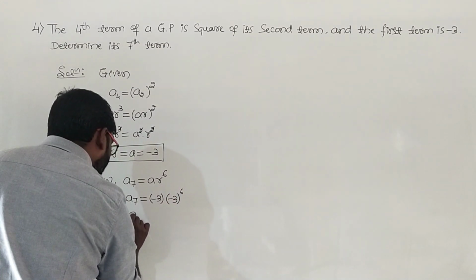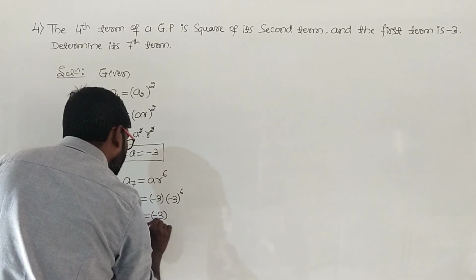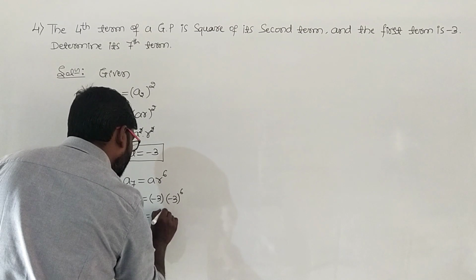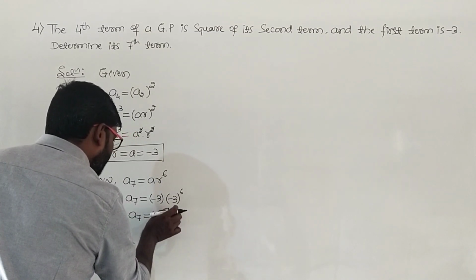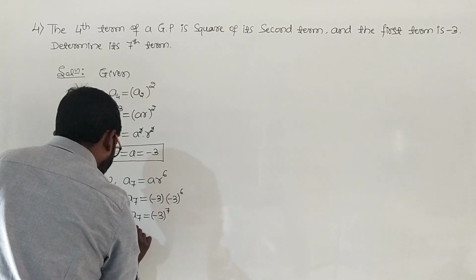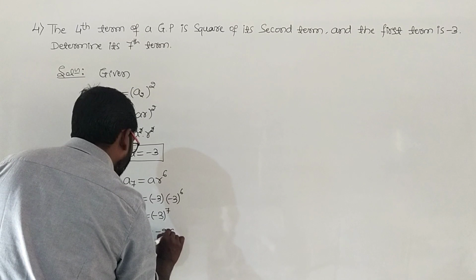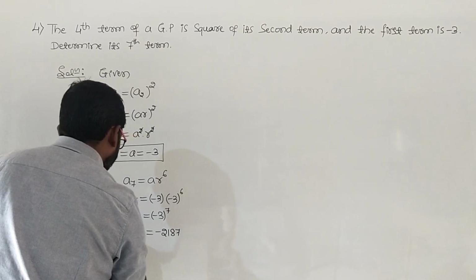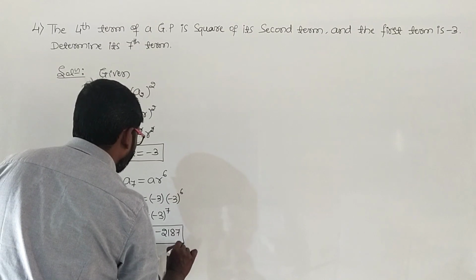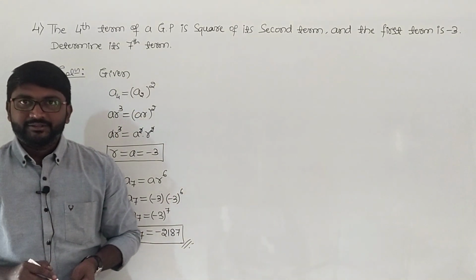So overall A7 is equal to -3 to the power 7. This will be -2187. A7 is equal to -2187. So this is the required seventh term of the geometric progression. This is all about the fourth problem.